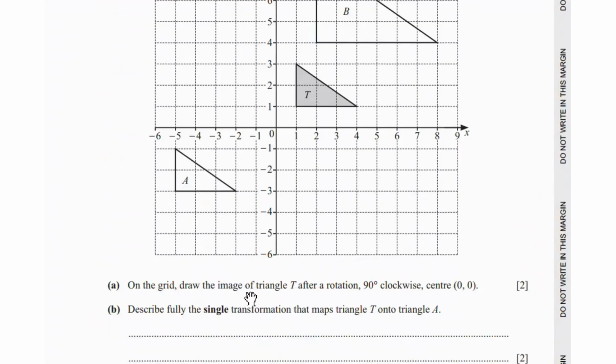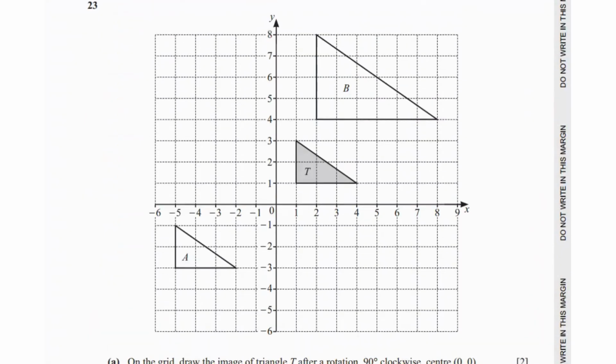Then it says, on the grid, draw the image of triangle T after rotation of 90 degrees clockwise, center 0, 0. This is our center of rotation, 90 degrees clockwise, which means it's going to go in this direction. So that means it's going to look like this. So this point will come over here. This will be over here, and this will be over here.